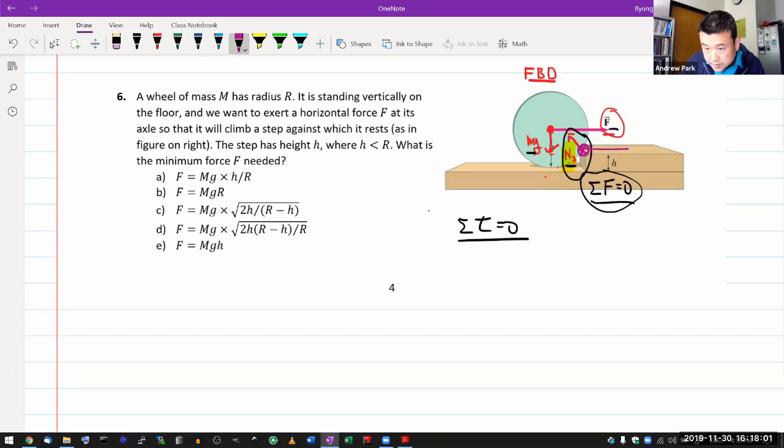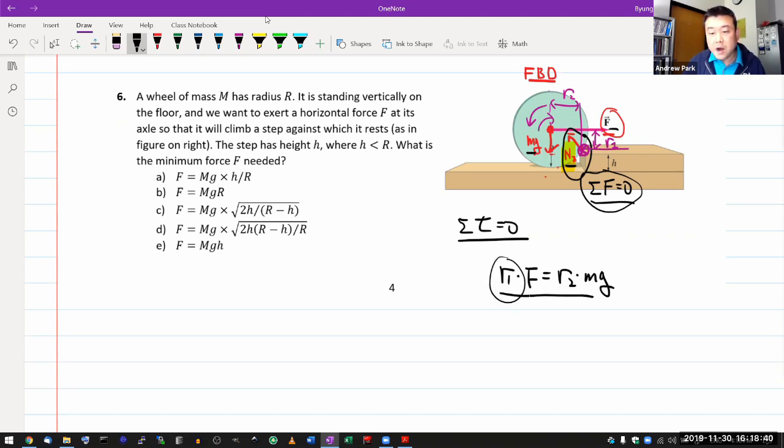That's going to be this lever arm. Let me call that R1 times the force F. And that clockwise torque should be balanced out by torque due to weight, which will be this lever arm. Let me call that R2 times the weight, which will be generating counterclockwise torque. So that's the equation: R1 times F is equal to R2 times mg. And really the heavy work here is figuring out R1 and R2.